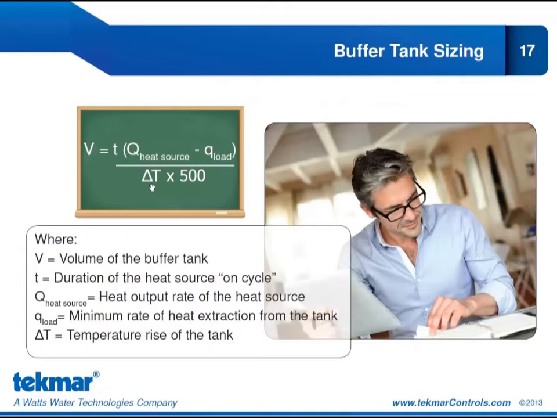So those are our four variables. We have, again, the time that the heat pump is on for, typically 5 to 10 minutes. We have the minimum rate of heat input into the system minus the minimum system load divided by the allowable tank temperature rise from when the heat pump is turned on to when it's turned off, multiplied by a factor of 500. So very straightforward to size that buffer tank appropriately, and it's important to do so to make sure your system is operating as efficiently as possible.